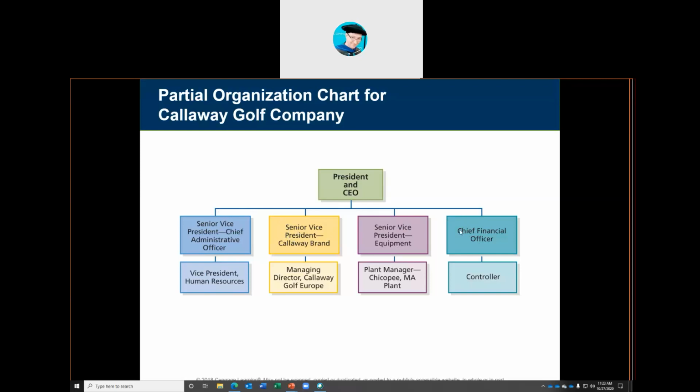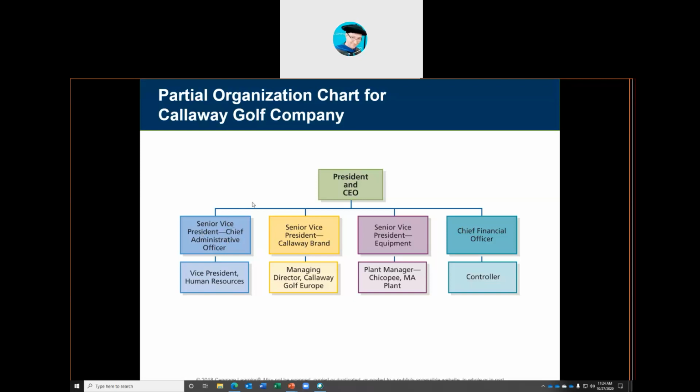Each department at the top level has a department manager. In accounting, it's the CFO or the controller. In production, you usually have a vice president of production or a plant director. In marketing, you have a vice president of the brand or a brand manager or brand director. And in administration, you usually have an administration officer or a vice president of administration, something like that. These are just examples of titles, right?